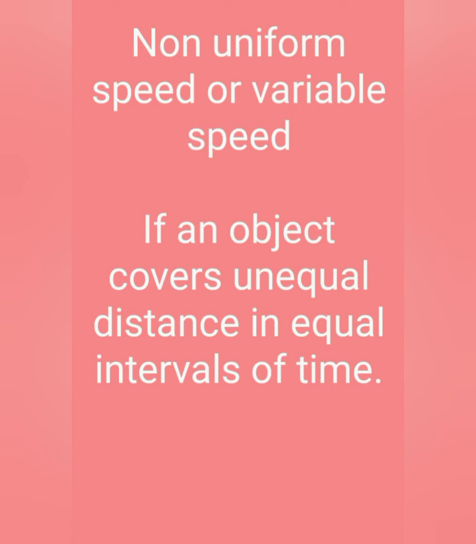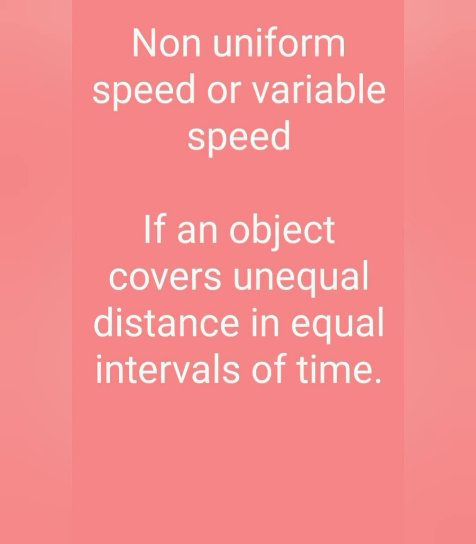Okay, now non-uniform speed, or we can say variable speed, meaning changeable. Variable means change, जो बार बार change हो, that is a variable speed. In non-uniform speed, if an object covers unequal distance in equal intervals of time, it is said to have non-uniform speed or variable speed. In this, the time interval is the same, but the distance traveled by the object is different. For example, an ant moves a distance of 1 centimeter in one second and a distance of 1.5 centimeter in another second. So it is non-uniform speed.